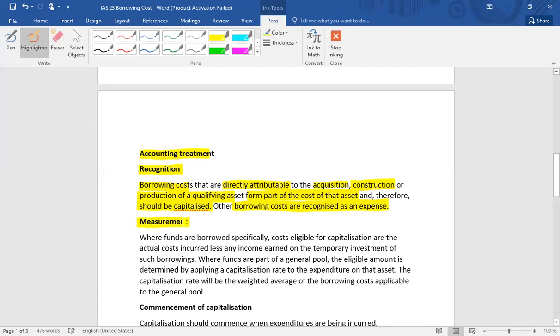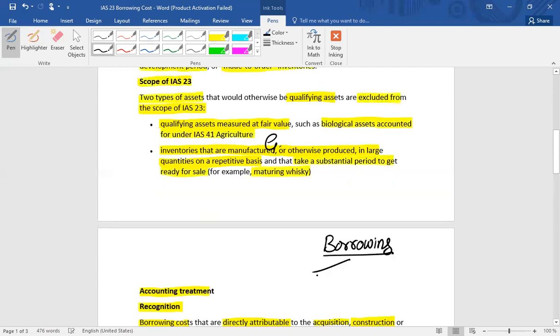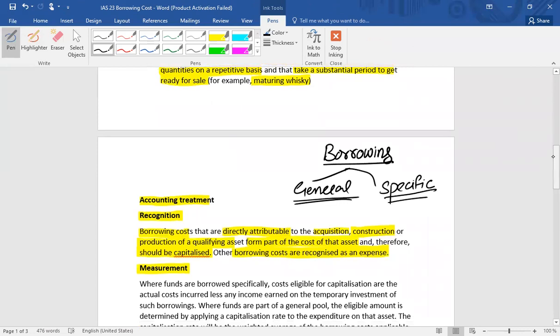Now, the measurement principle. There are two issues that we have to consider under this heading. There are two types of borrowing. First of all, the borrowings would be classified as either a general borrowing or a specific borrowing. How can we classify a general borrowing and a specific borrowing? For example, you're planning to construct a building, and for the construction of that building, you went to a bank and asked them to borrow 10 million USD. Now that 10 million USD loan is connected with a specific asset. So such borrowing is called the specific borrowing.